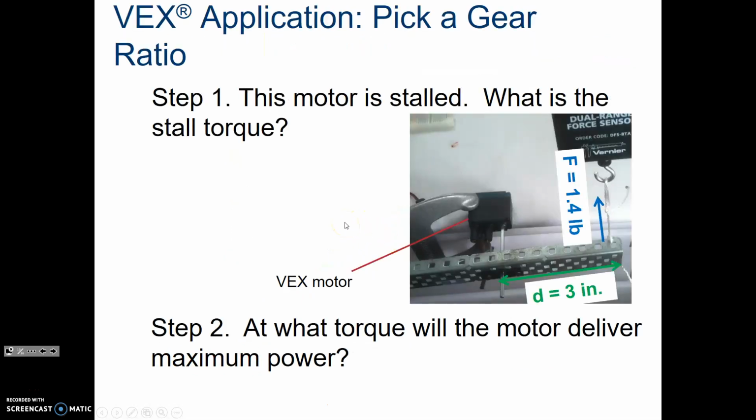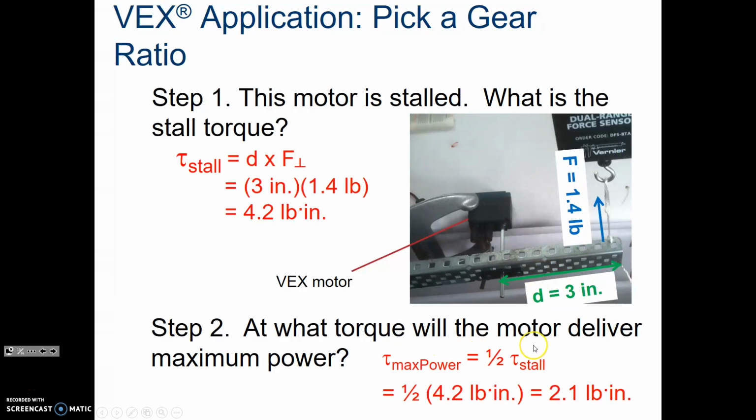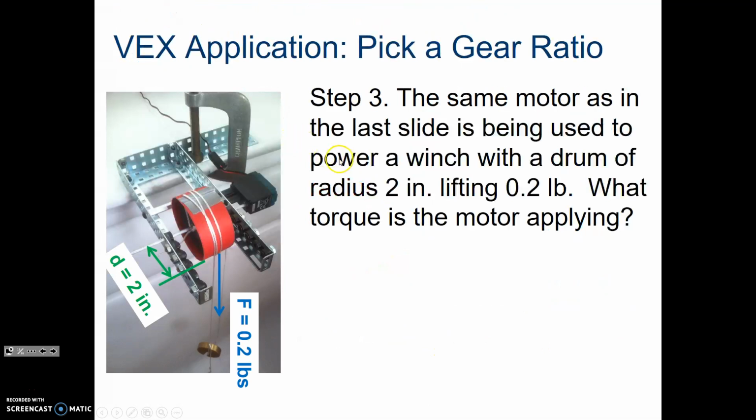So this is what you guys are going to do. Step 1, you are going to create a motor and stall it, and you're going to figure out how much force times its distance it takes to stall your motor at a given voltage. Then you're going to figure out, with the same motor as the last one, being used to power this drum for a radius of 2 inches, lifting at 2 pounds, what is the torque? Well, it's this times that. So 0.2 pounds times the 2 inches.